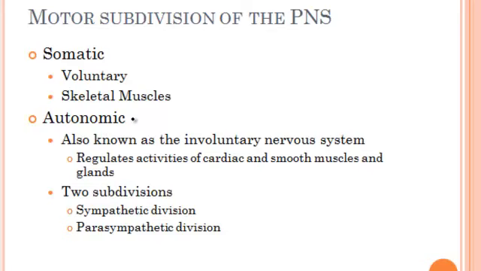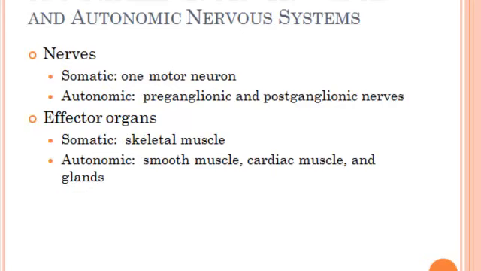The somatic is generally voluntary. This is the skeletal muscles. The autonomic is the involuntary system. This is the cardiac and smooth muscles. And the autonomic is the one that has the 2 subdivisions, the sympathetic, or fight and flight, and then parasympathetic, which sometimes is known as the rest and digest system. So there's some differences between the somatic and the autonomic, the voluntary and involuntary systems.